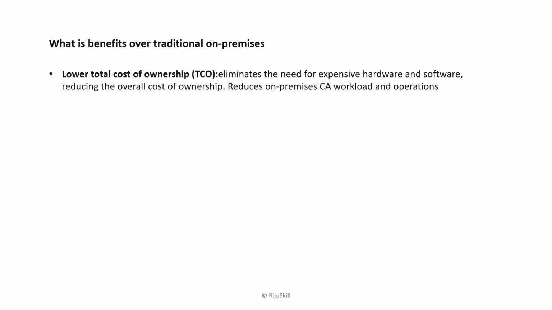When you are using Cloud PKI, what is the benefit over traditional on-premises? Lower total cost of ownership. It eliminates the need for expensive hardware and software, reducing the overall cost of ownership, and reduces on-premises CA workload and operation. When you set this up on-premises, you need high-scale hardware and software and also a security level. This cost can be eliminated when you are using Cloud PKI.